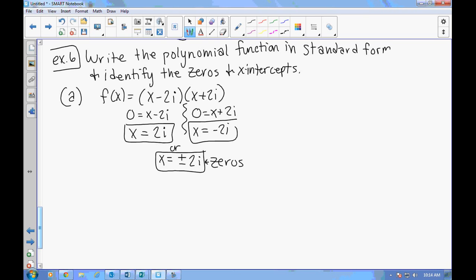Nowhere. If it's imaginary, it doesn't cross the x-axis in the real coordinate plane. It could in the imaginary, not the real coordinate plane. So in this case, the x-intercepts are none. Okay, so we have zeros, but they're imaginary zeros. So the x-intercepts, we have no real x-intercepts. Or none.